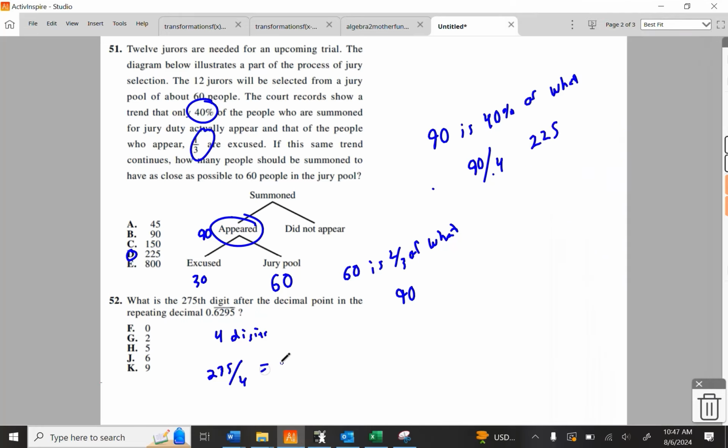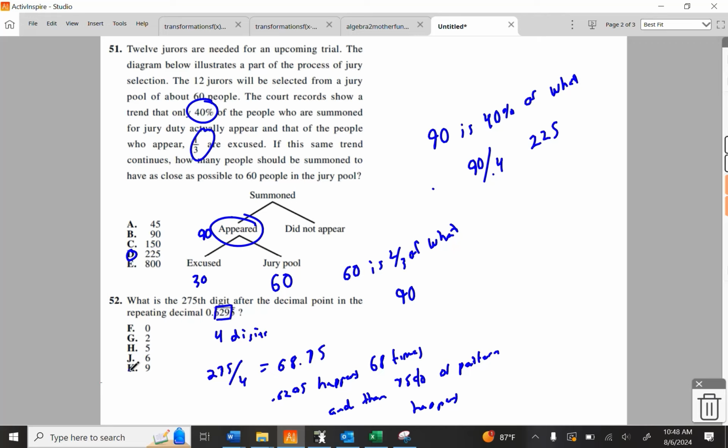68.75. So what does that mean? This means that 0.6295 happens 68 times. And then 75% of that pattern happens. So 75%, 3 and 4, we're going to see 629 show up at the very end, and the last digit would be a 9.